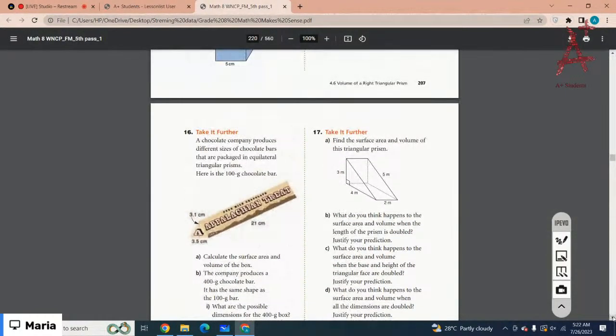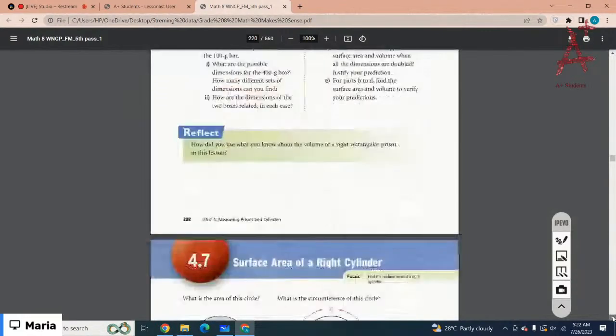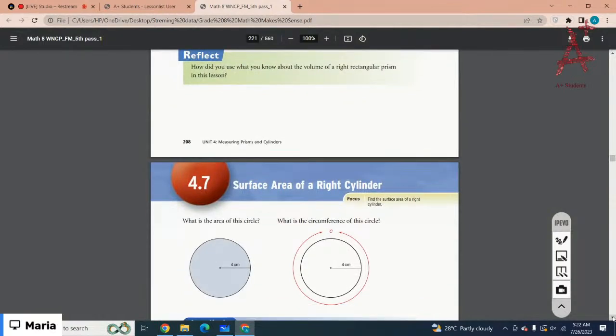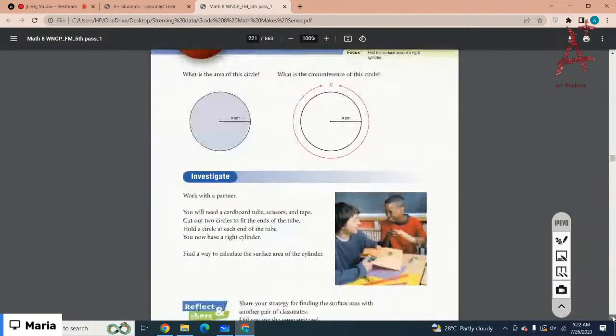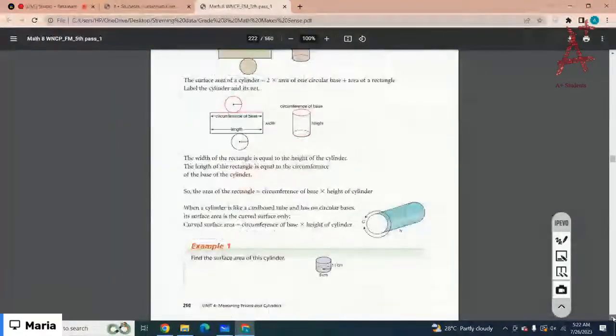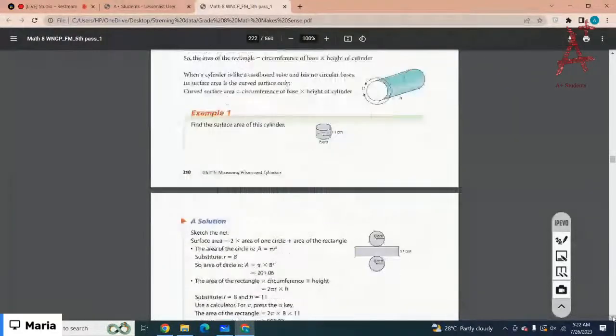Okay, you can complete the rest of the questions by yourself later today. Got it? I'm going to start the next one, that is surface area of a right cylinder. So let's just start with the next lesson. Okay, let's just start with the first example.